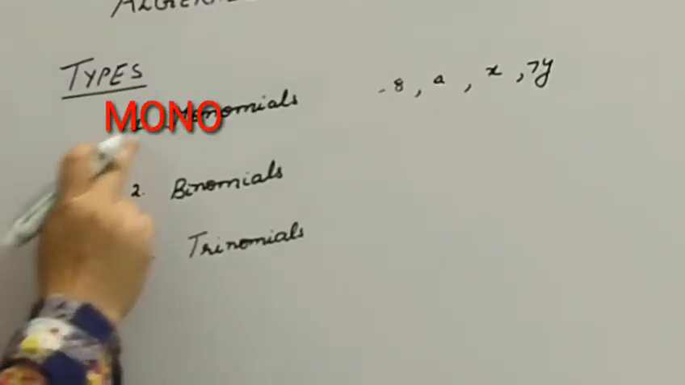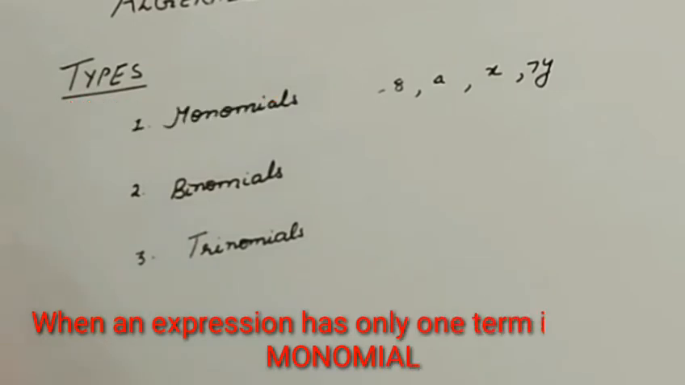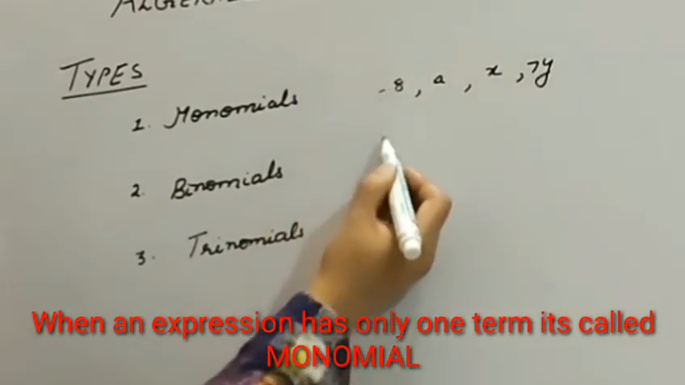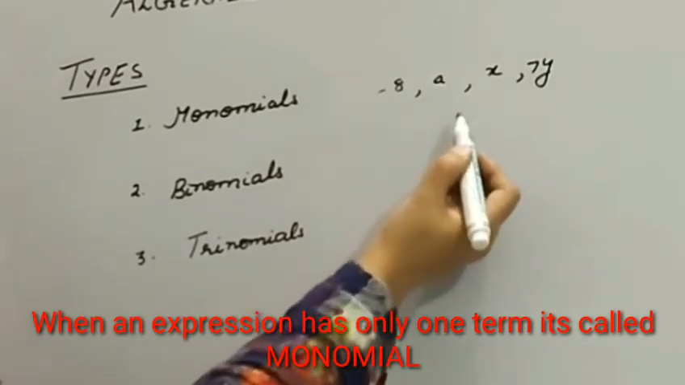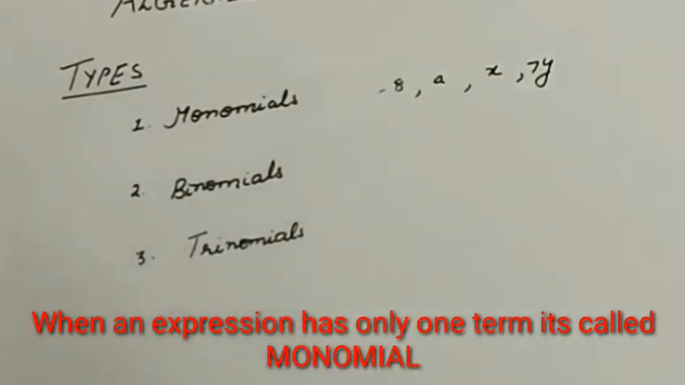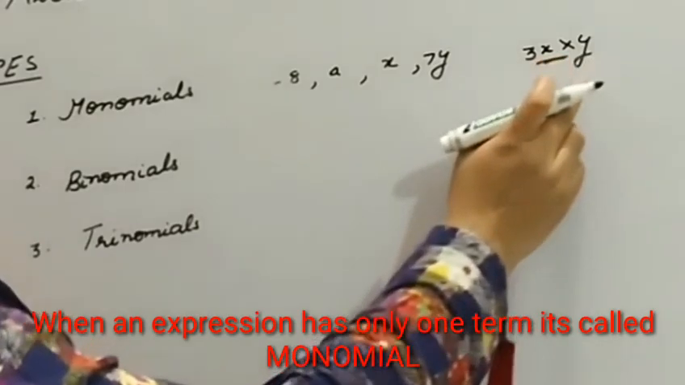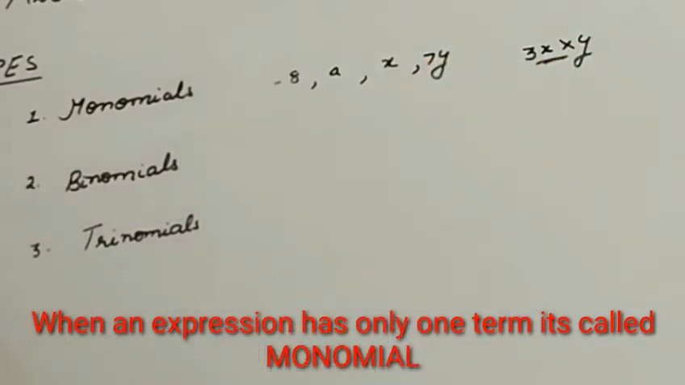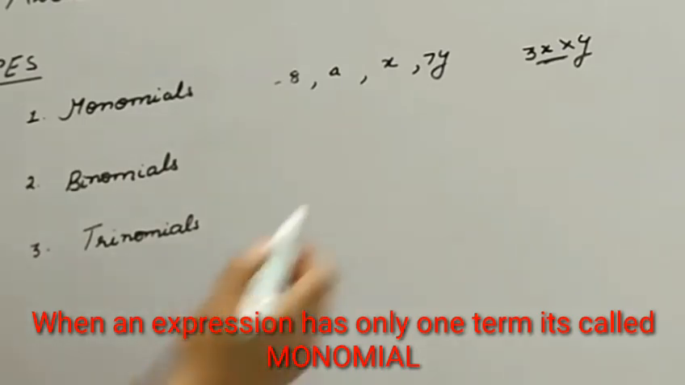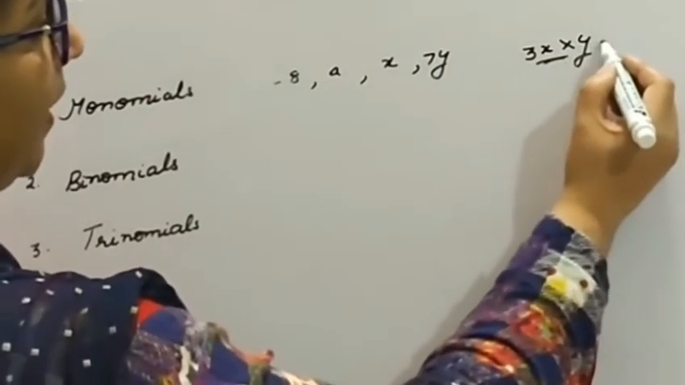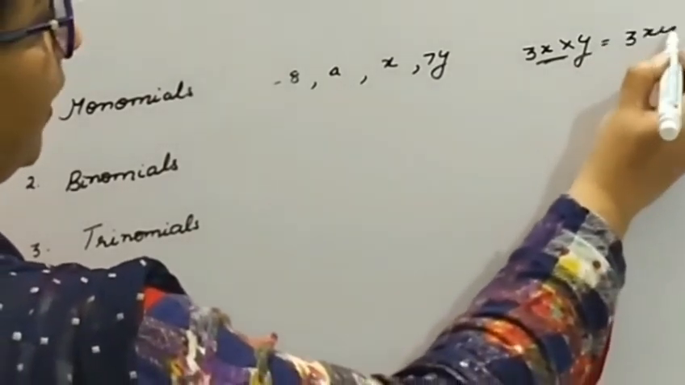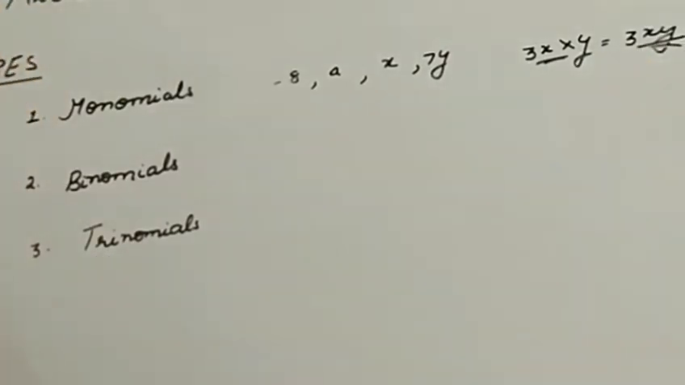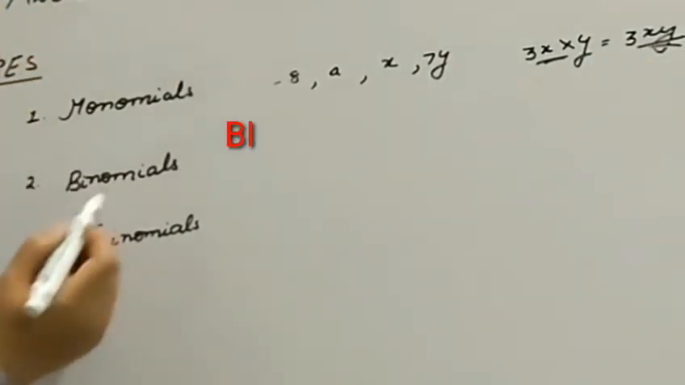The first type, monomials. When an expression has only one term, we call it monomial. For example, minus 8 or a or x or 7y. If I ask you children, 3x into y, is it a monomial or not? As I told you, the terms are only connected with plus and minus, so it's a single term. When you multiply, it becomes 3xy. So it's a monomial.